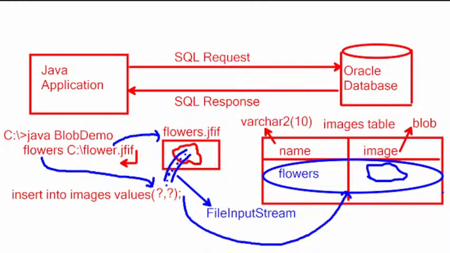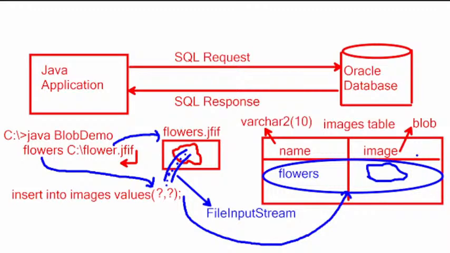From the file, the content we have to read. That content we have to insert. Not the file name, not the path of the file. If you want to store a file name, blob is not required. We can use varchar2(10). And if you want to write the file path also, no need to write blob. If you want to store an image, you require blob.